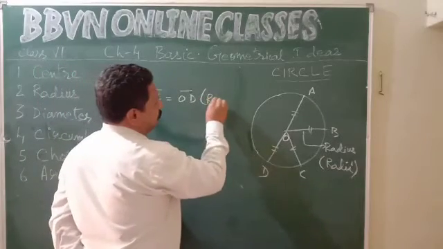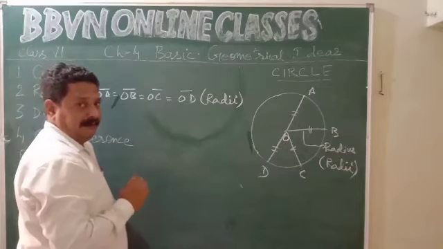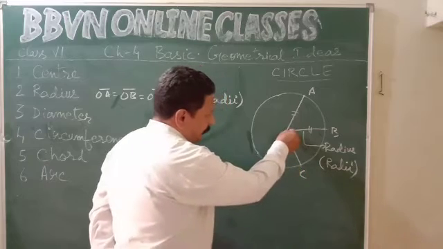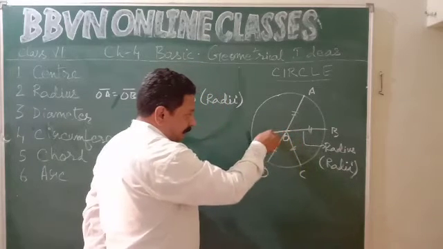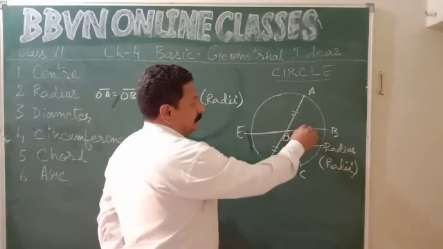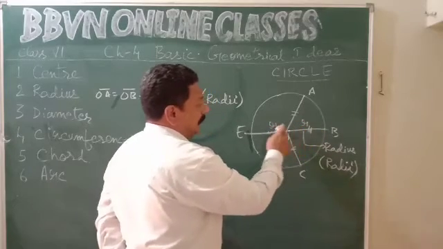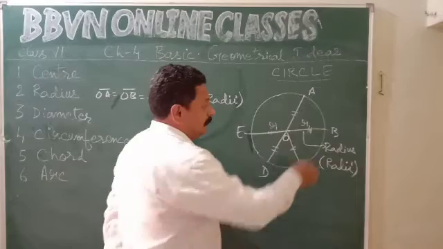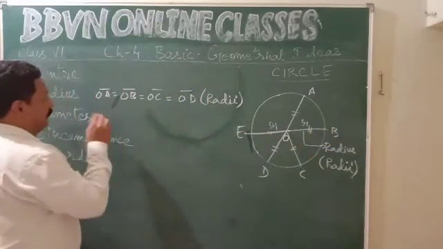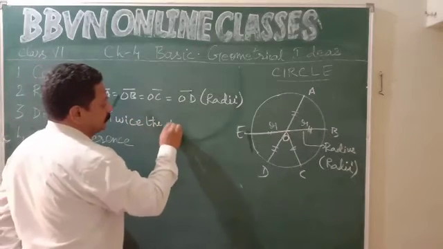They are called radii. If it is singular, it is called radius. Now OB is a radius. If I extend the same radius up to point E, so this is one radius, this is another radius, R plus R, 2R. So this becomes the diameter of the circle. Diameter is twice the radius.